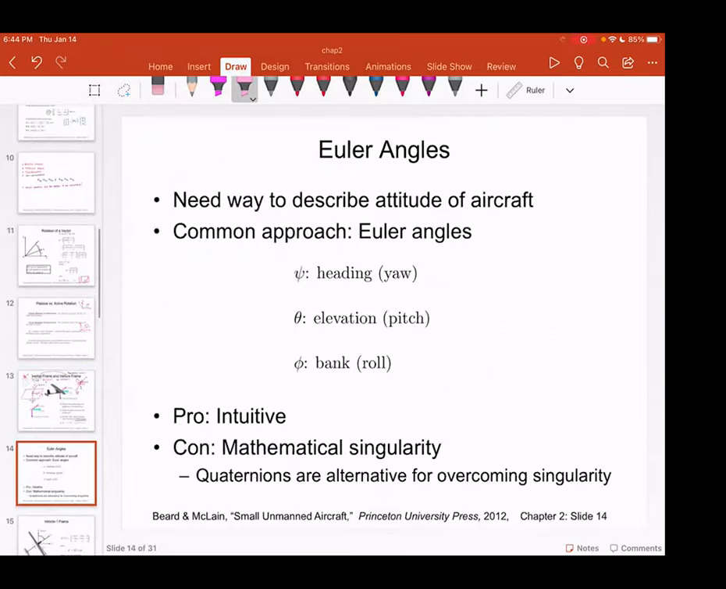The next concept is, now what we want to do is, we have our aircraft and we have our Earth-centered, Earth-fixed inertial frame. And then we have our north-east-down frame. But our aircraft is, for the time being, just imagine it's going something like this.